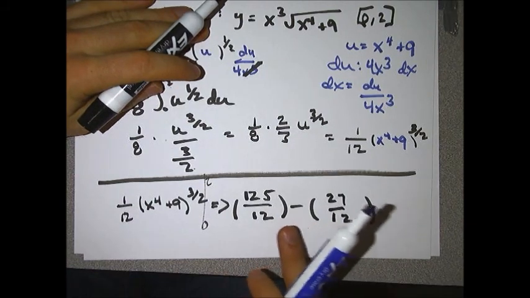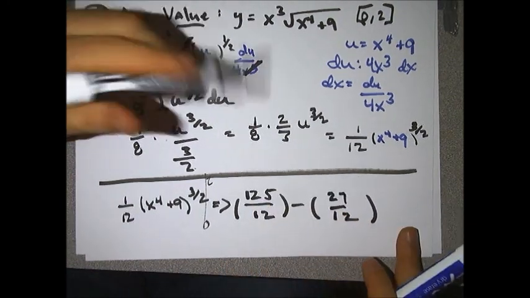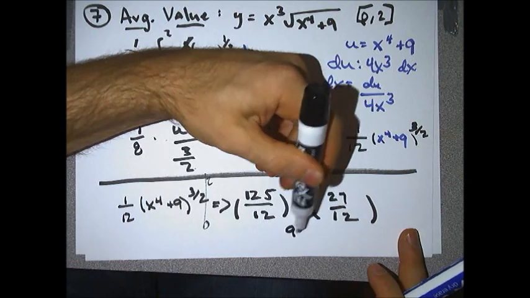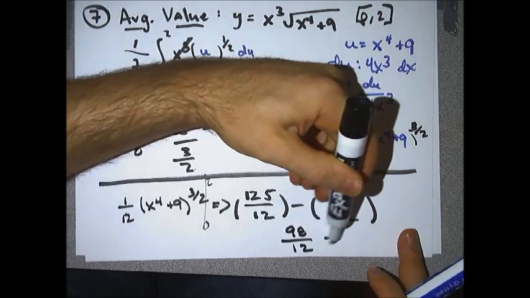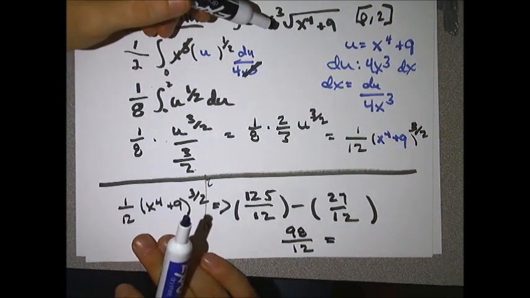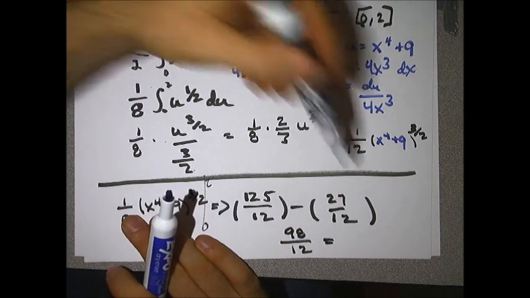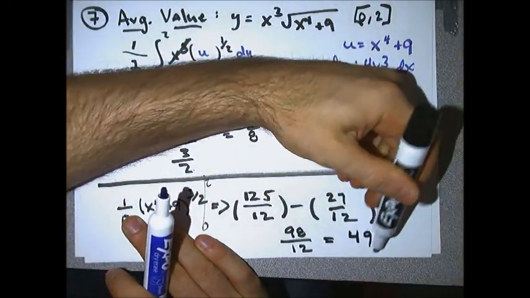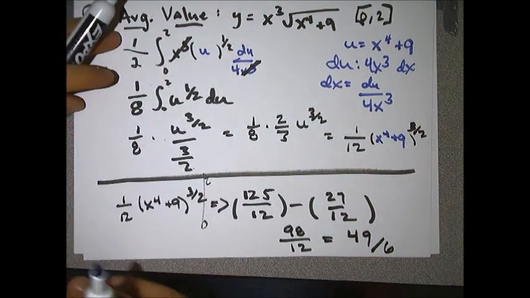Nice that we have a common denominator, so you can go ahead and subtract. 125 minus 27 is 98 over 12. And if you look at your multiple choice answers, they simplified this by dividing the top and bottom by 2, giving you 49 over 6.